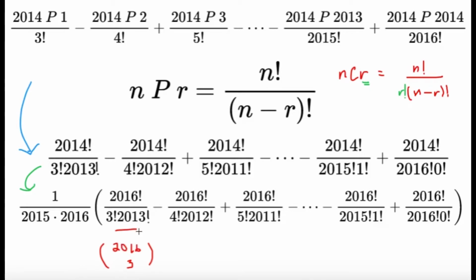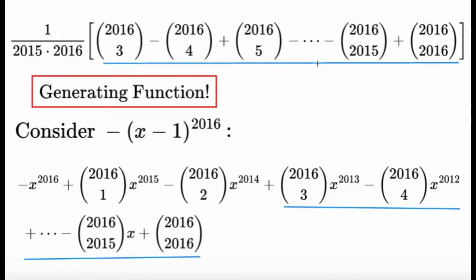So the first term over here is 2016 choose 3. The second term here is 2016 choose 4. So I'm subtracting 2016 choose 4. And then I'm just going to write the entire thing down. Even if I continue this, I'm going to get the following. So I have this. Now, how do we evaluate this is a key takeaway in this item, and that is to use the concept of a generating function.